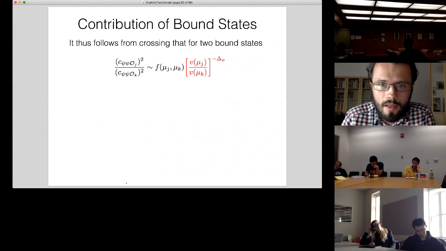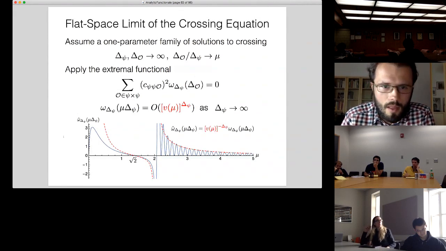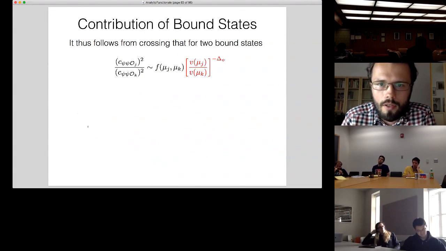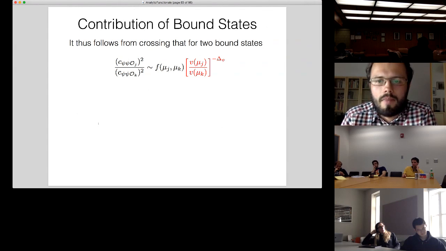So let's first think about what happens. Let's look at the equation in the middle, where we apply the extremal function to the solution to crossing, and let's think about what is the contribution of the bound states. Well, if we require that at large delta psi all the bound states contribute at the same order, the exponential enhancement of the extremal functional implies that the OP coefficients should be exponentially suppressed.